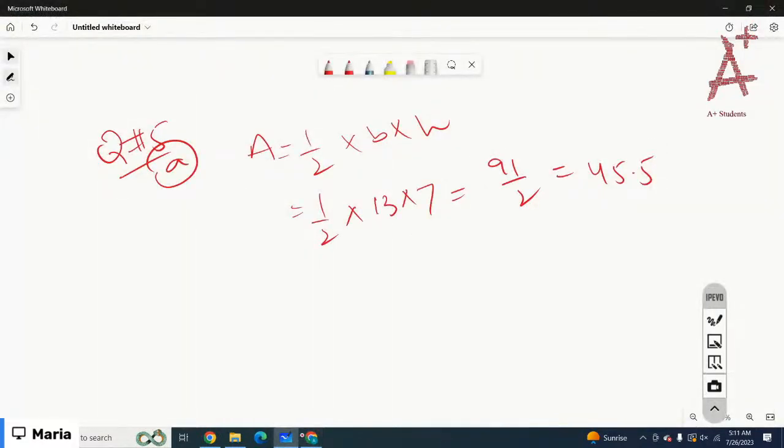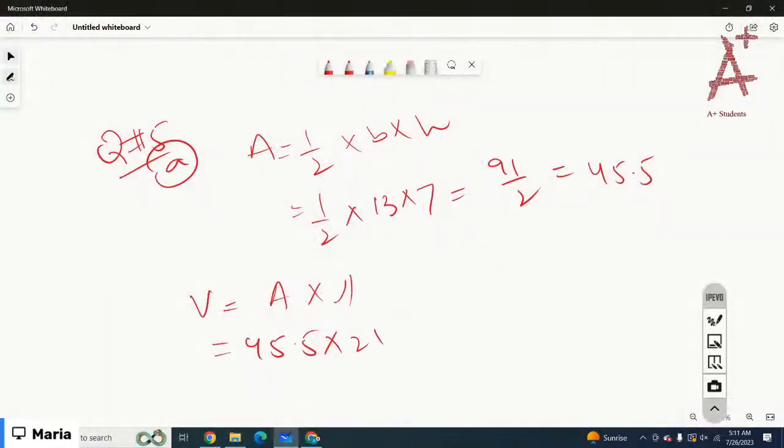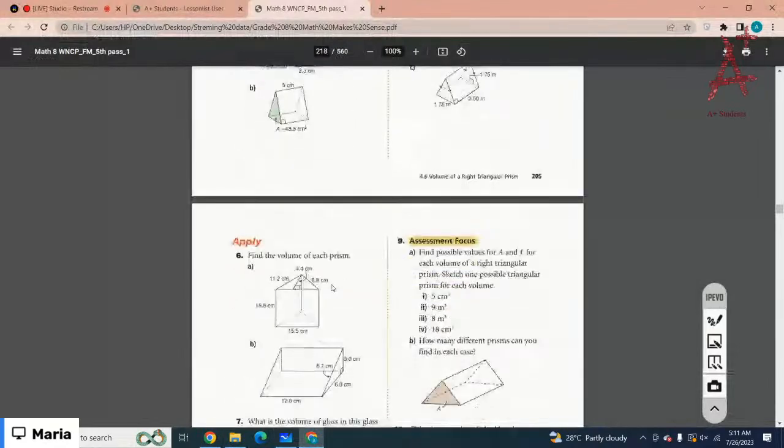So you have to do volume equals A times L, that is 45.5 times 21. Yes, 21. So let's just multiply. It is 45.5 times 21. So the correct option is 955.5. If you are not given the area of the base, you can calculate the area of the base, that is the triangle. Just calculate the area of the triangle, it would be area equals half times base times h. So it is 45.5, right? Okay, you can do the rest of the questions B and C by yourself.